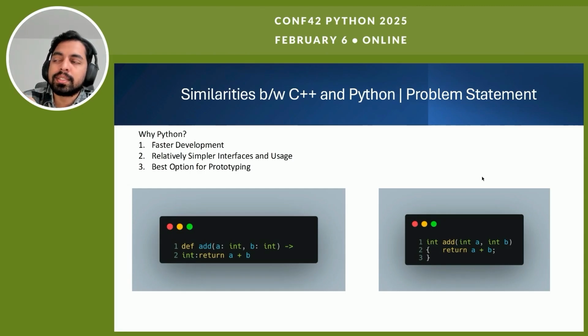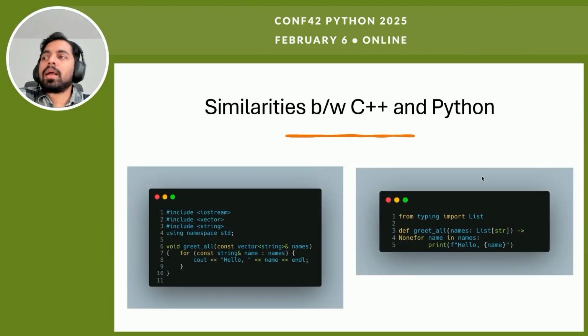The idea is, even in Python, you have type hinting in the recent versions, where you can explicitly mention that A and B are integers. Whereas in C++, it is enforced, and if you do not mention what type it is, you essentially get a compilation error. Similarly, on the left you have a function that takes a vector of strings and displays hello for every string that it takes. On the right, you have a library called typing, from which you could import a list and clearly say that the function takes a list of strings.